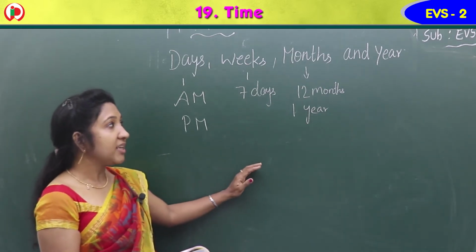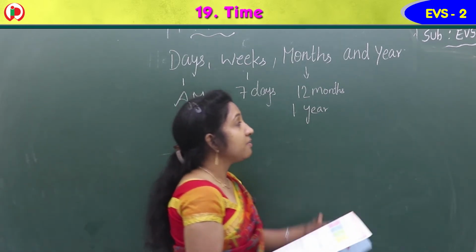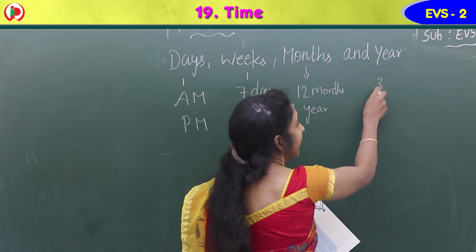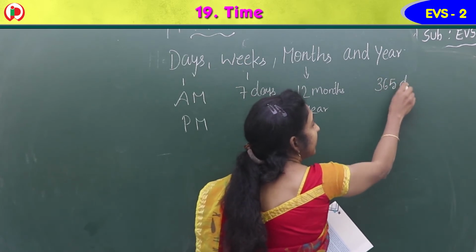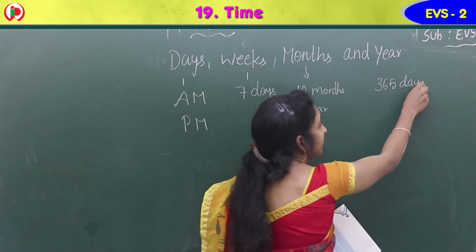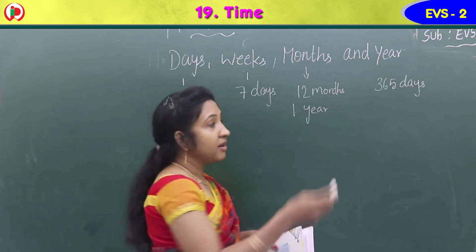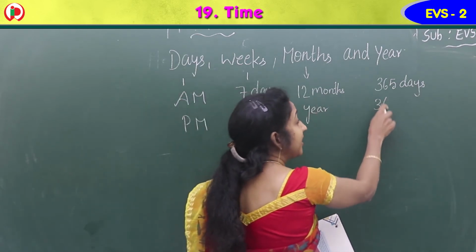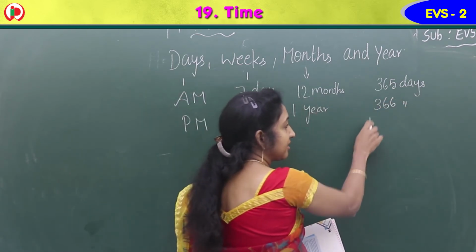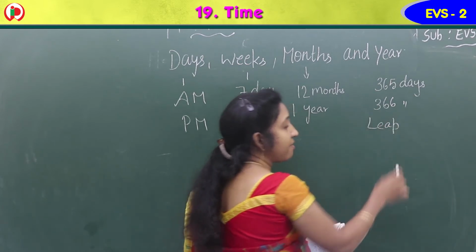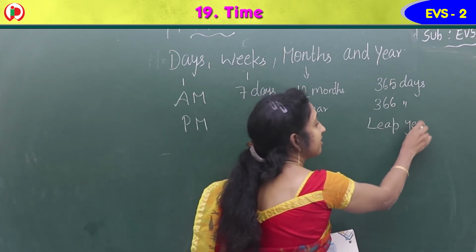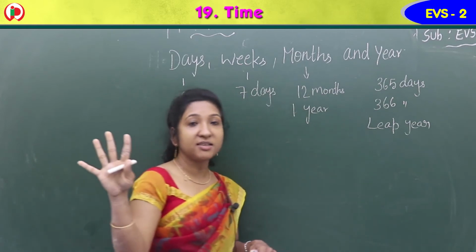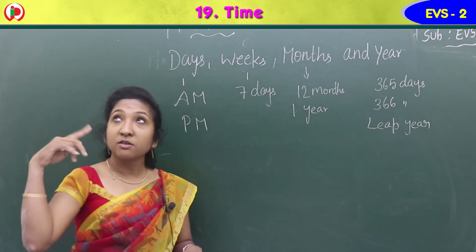Then we learned about year, isn't it? So year means there are 365 days in a year. In a year we have 365 days, except leap year. In a leap year we get 1 day extra, that is 366 days. Leap year comes every 4 years. Once in every 4 years we get a leap year.